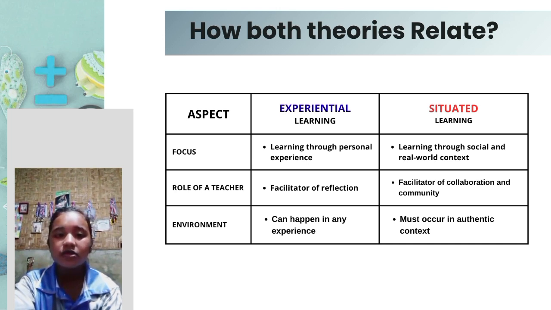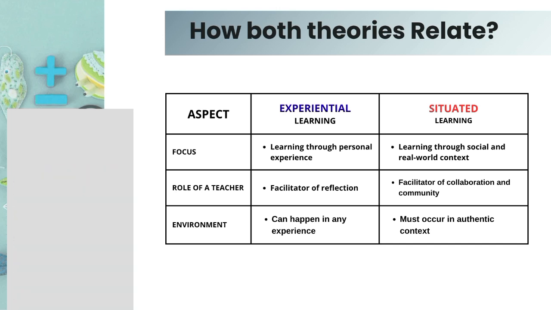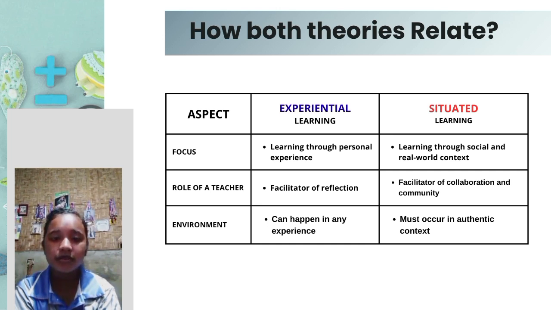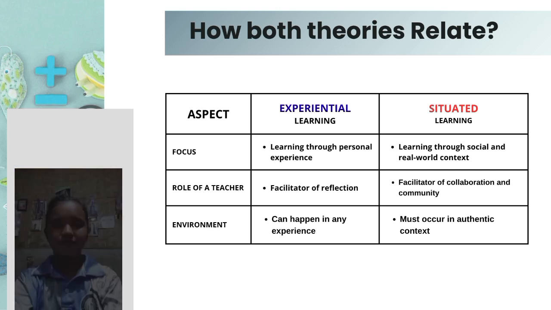In experiential learning, learning is through personal experience. Situated learning is learning through social and real-world context. Role of a teacher: in experiential learning, the teacher is a facilitator of reflection. In situated learning, the teacher is a facilitator of collaboration and community. Lastly is environment. Experiential learning can happen in any experience, while situated learning must occur in authentic context.